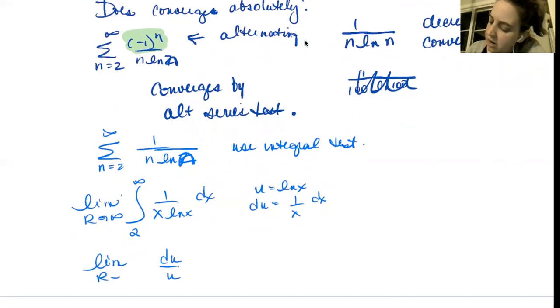Limit as r approaches infinity. This should be an r on the top, from 2 to r. This is a du. I already have the du.